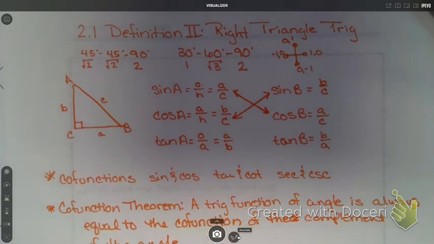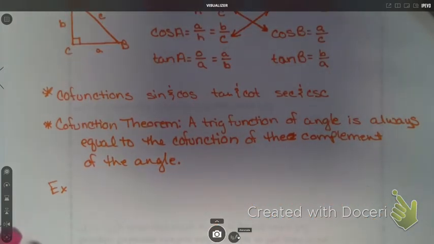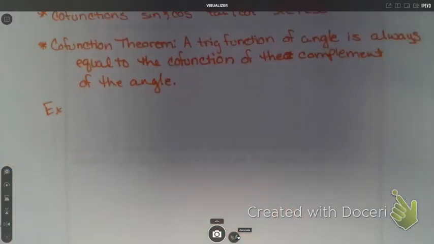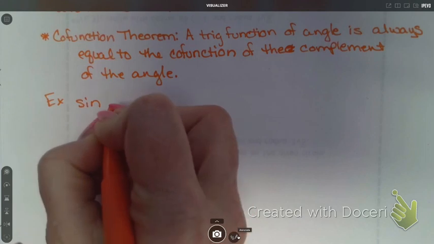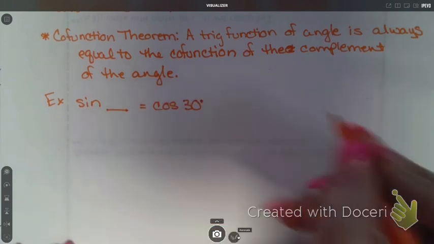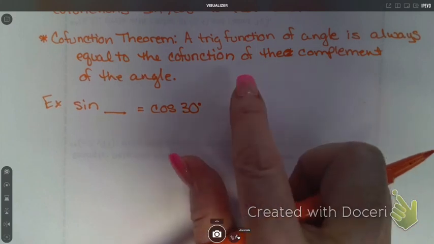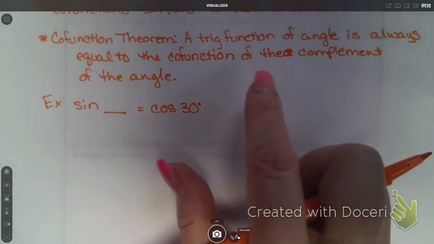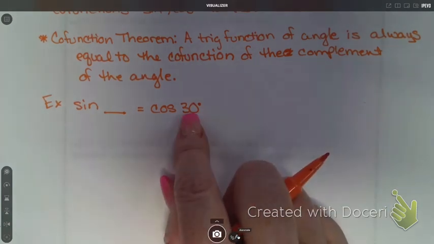So what that means to us, sorry, forget what I'm writing on paper, I gotta move it up, is the sine of what is equal to the cosine of 30. So a trig function of an angle is always equal to the cofunction of the complement of the angle. So what's the complement to 30? 60.